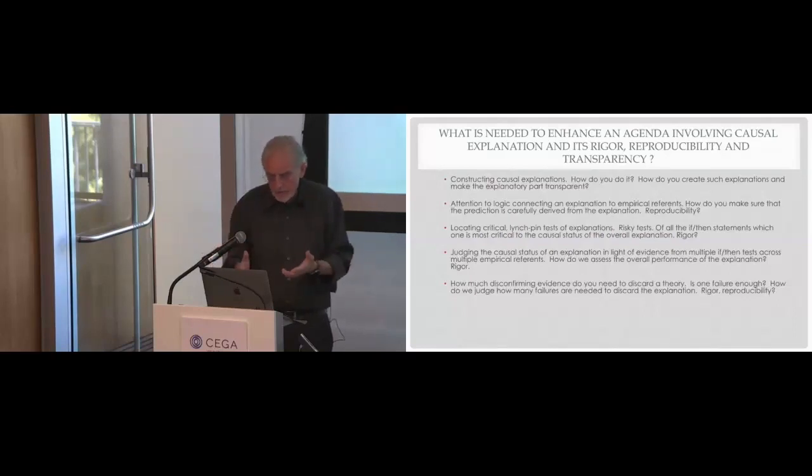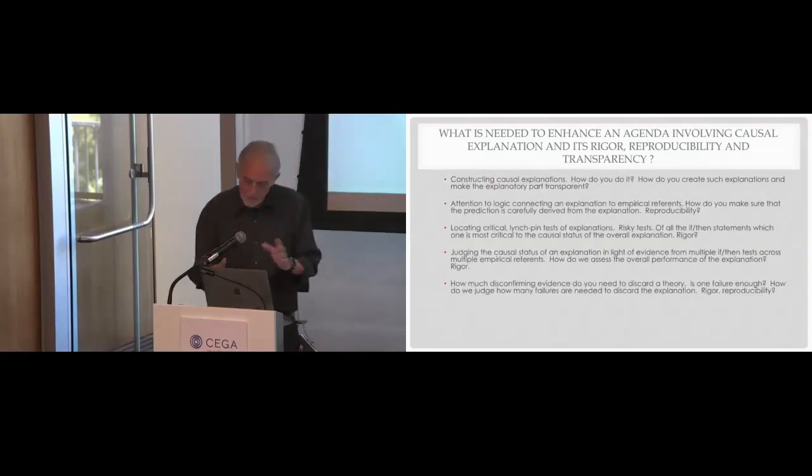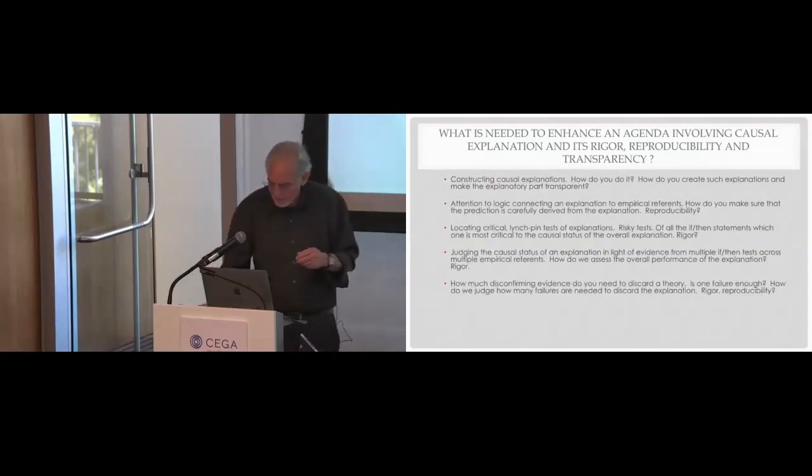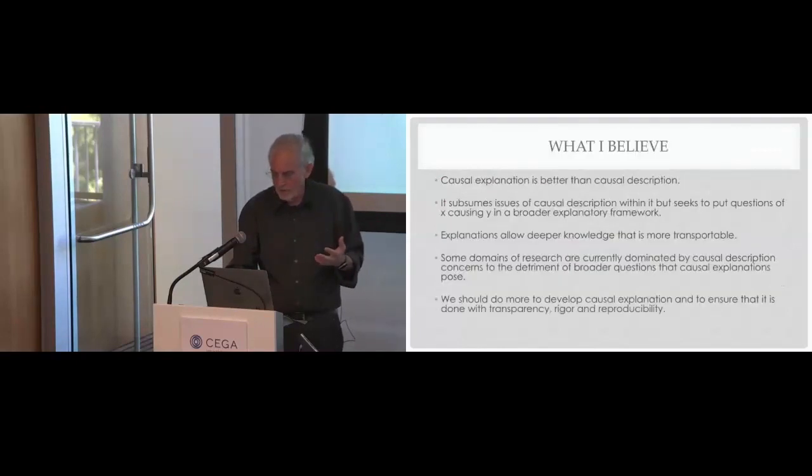And how much disconfirming evidence do you need to discard a theory? So it doesn't work once, is it gone? And what kind of norms do we develop around that? And what kind of test would lead us to say, nope, it's gone, or how many times would it have to fail? Is one failure enough? How do we judge how many failures are needed to discard? And that would be rigor and reproducibility.